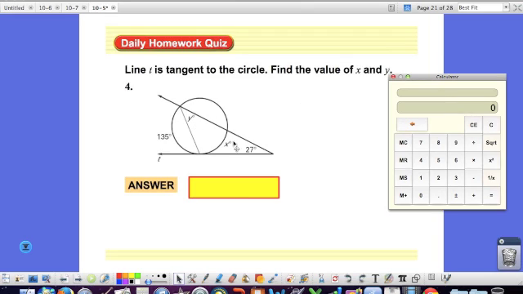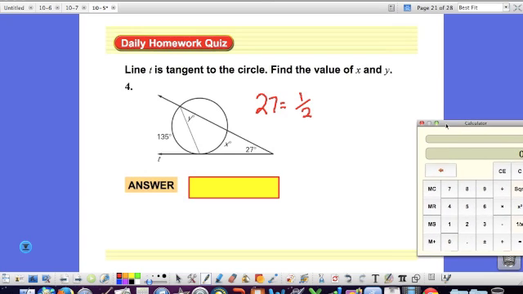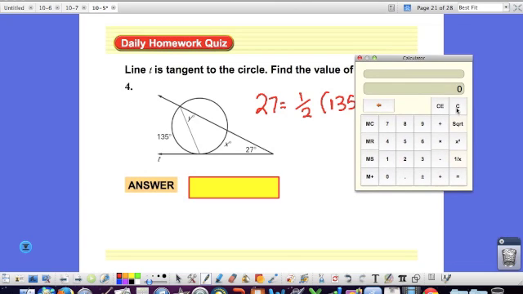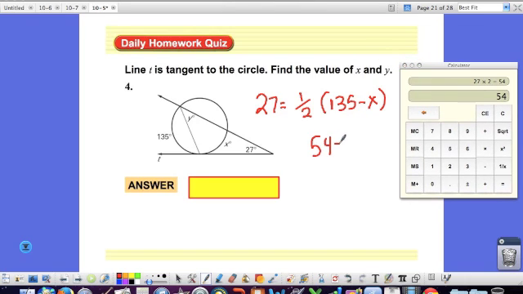Okay, find the value of x and y. So first of all, for angle X, 27 is going to be equal to 1/2 of 135 minus X. I'm going to multiply each side by 2. 27 times 2 is 54 equals 135 minus X. 54 minus 135 is negative 81 equals negative X. So X equals 81.